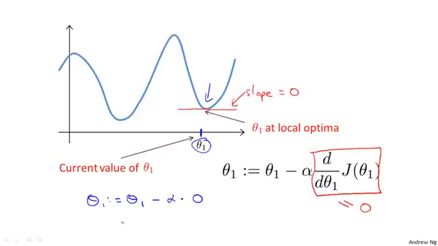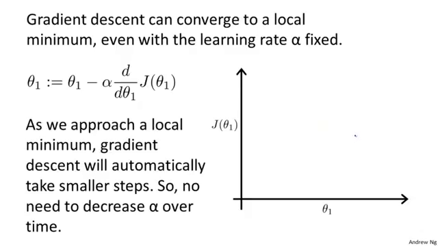And so what this means is that if you're already at the local optimum, it leaves theta 1 unchanged, because the update gives theta 1 equals theta 1. So if your parameter is already at the local minimum, one step of gradient descent does absolutely nothing. It doesn't change the parameter, which is what you want, because it keeps your solution at the local optimum. This also explains why gradient descent can converge to a local minimum even with the learning rate alpha fixed.